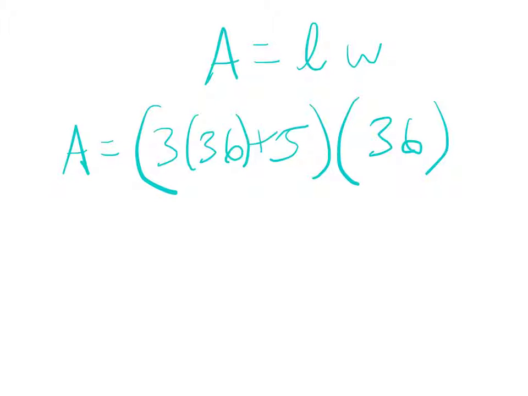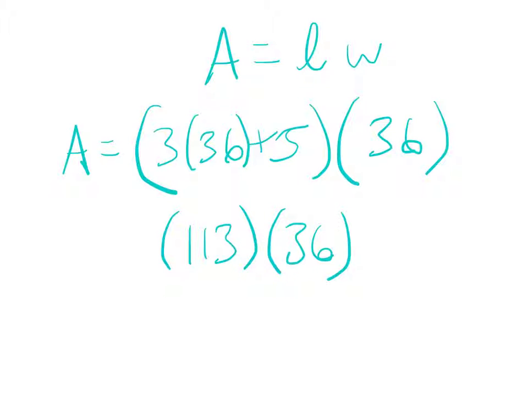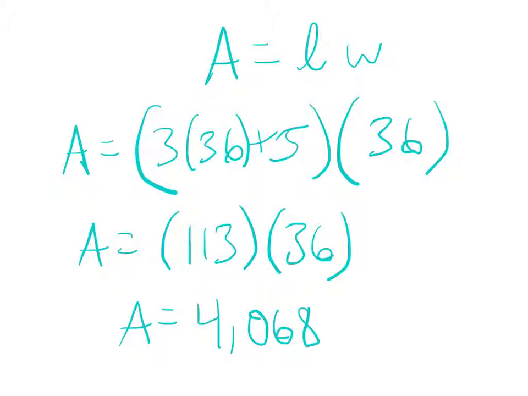So 3 times 36 plus 5, if we type that into our calculators, 3 times 36 gives us 108. 108 plus 5 is 113, so we get 113 times 36, and 113 times 36 gives us that our area equals 4,068.